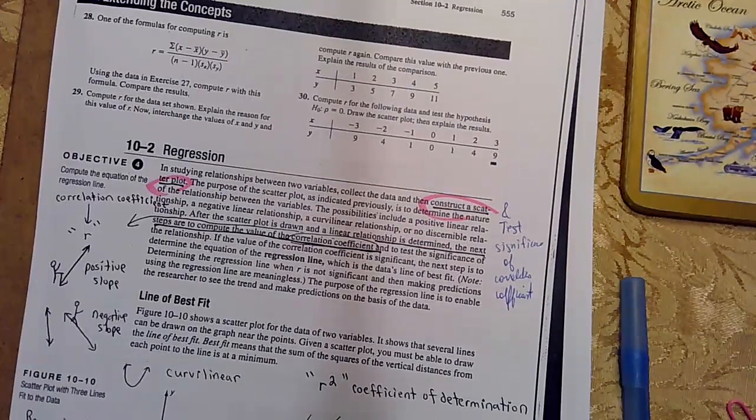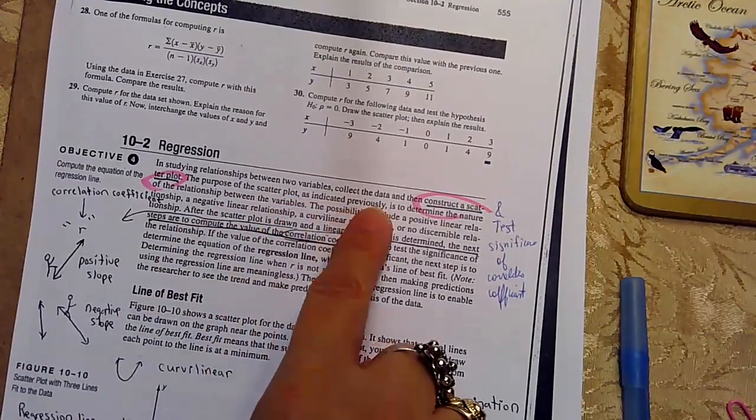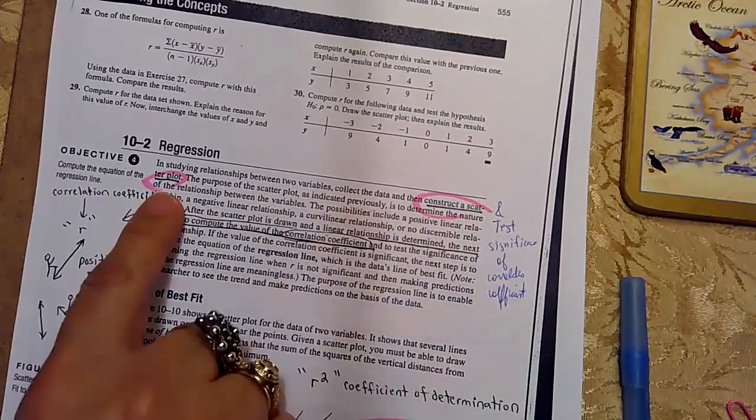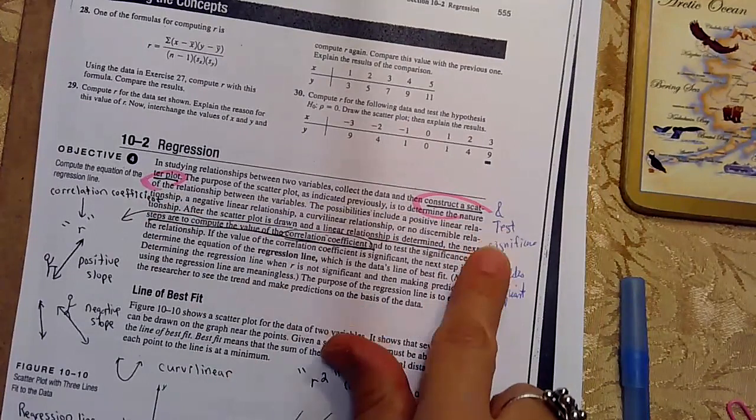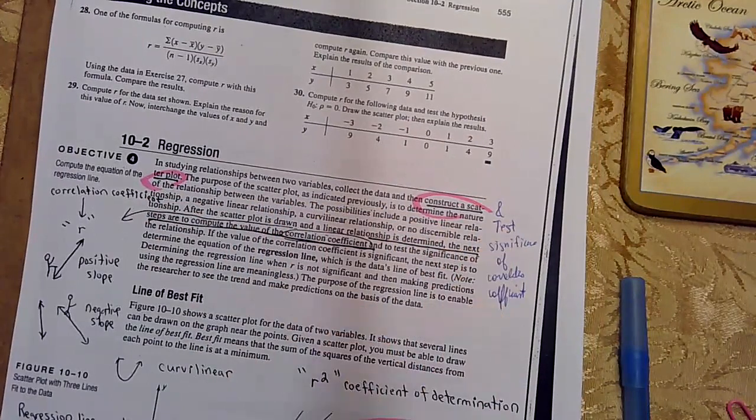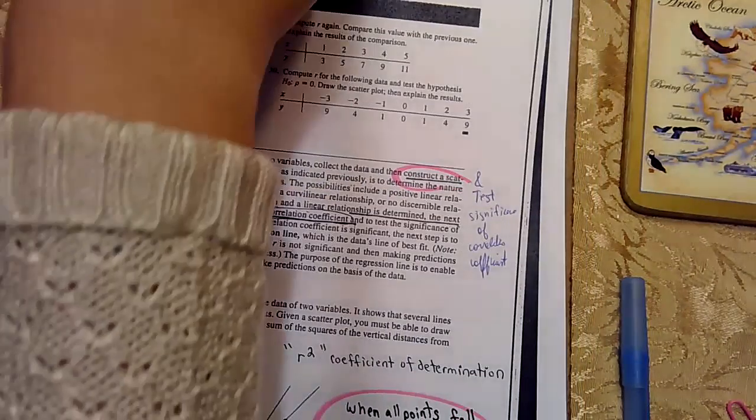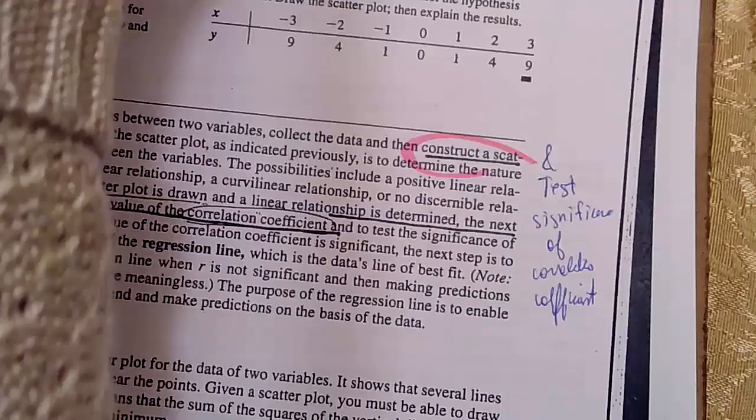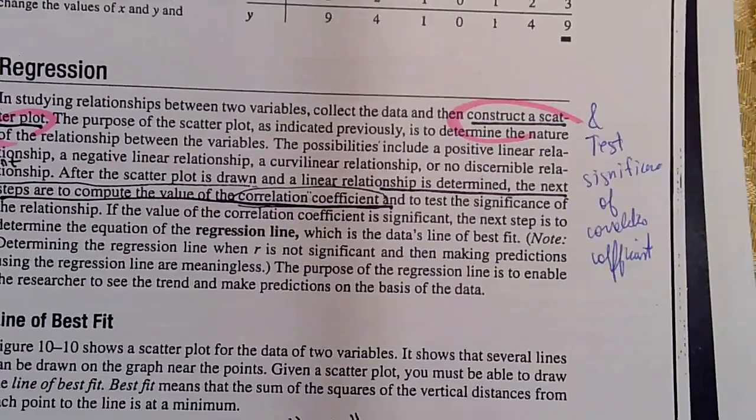I have highlighted that in studying relationships between two variables, collect the data and then construct a scatter plot. So that's important. I'd like you to do that first. And then you also want to test the significance of the correlation coefficient. That's what we were doing. Okay, and then compute r.